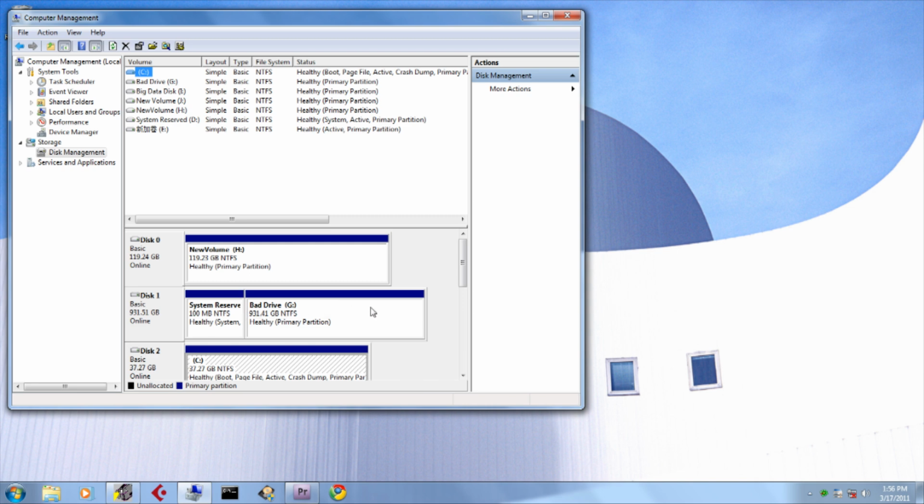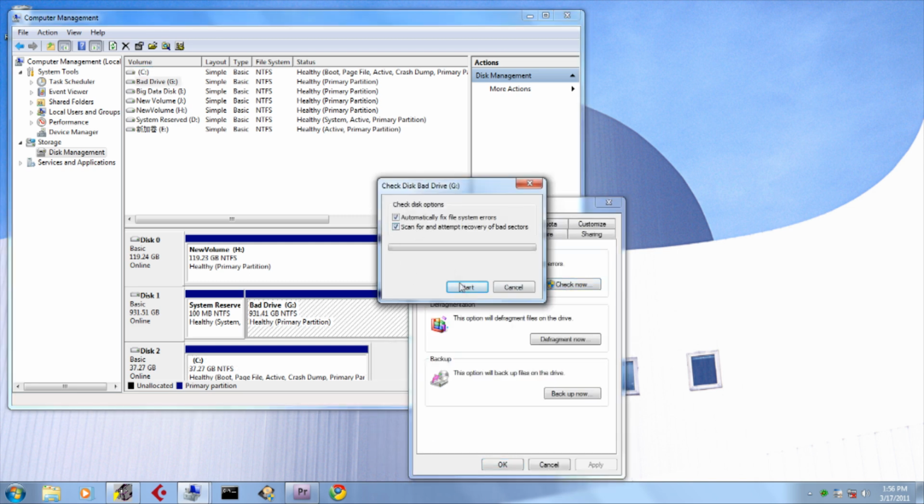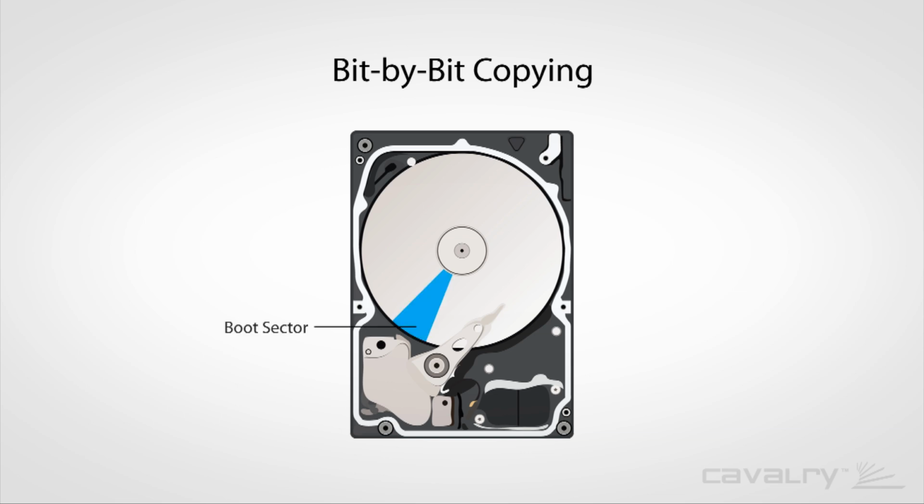This is possible because the Retriever makes an exact copy of every area of the original drive bit by bit, including the boot sector and any file system or OS it contains.